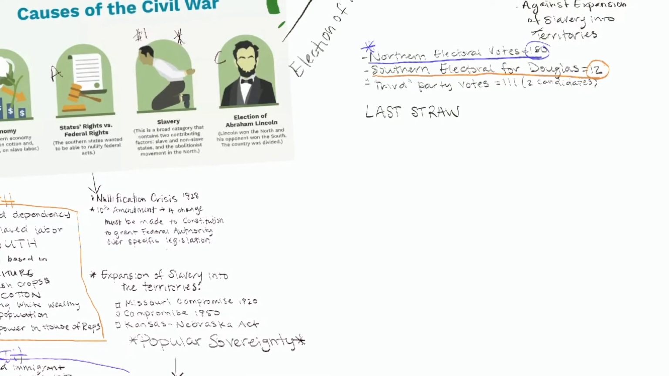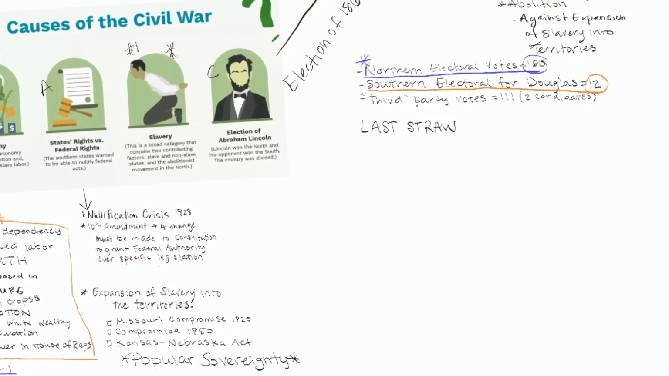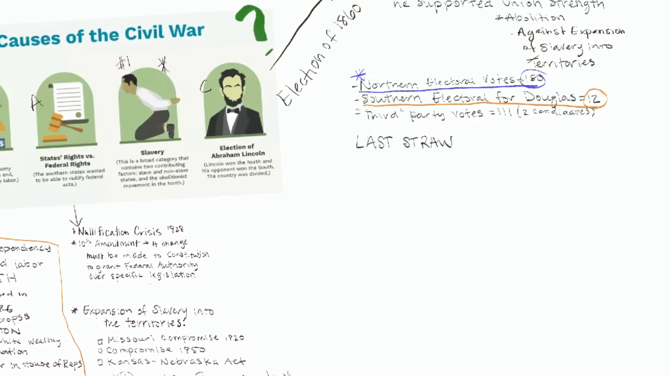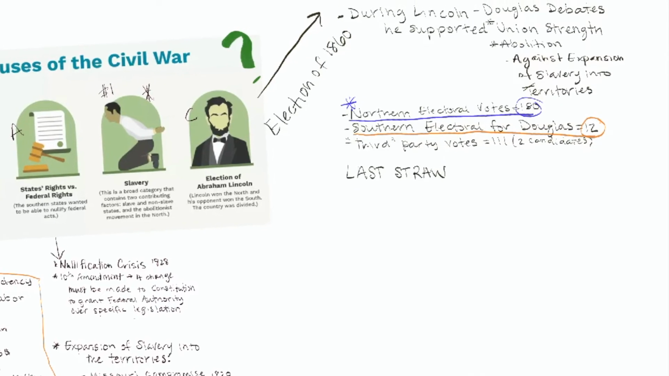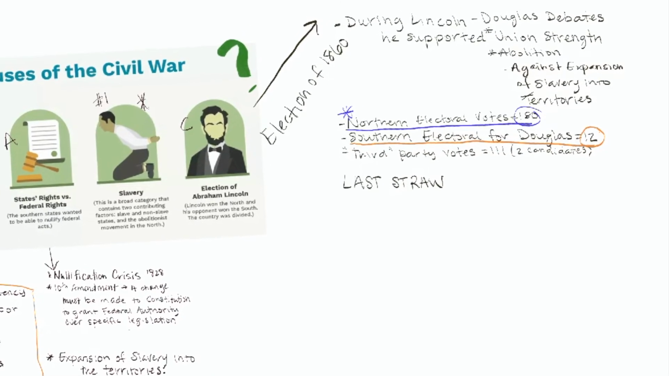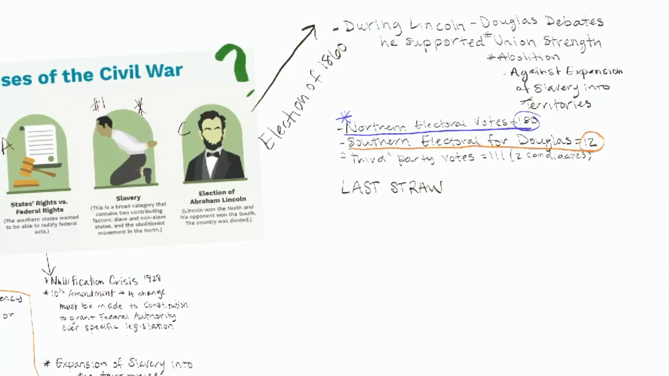Well, this became the last straw for Southerners and for Southern states. They knew with Lincoln as president that they weren't going to get anywhere and that basically he was just going to champion federal rights. And so they just decided their basic thing was to secede. So I'll come back to that in just a second.